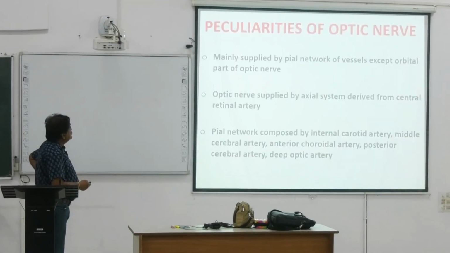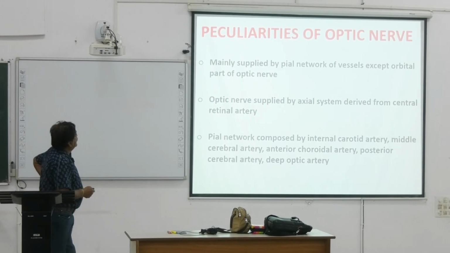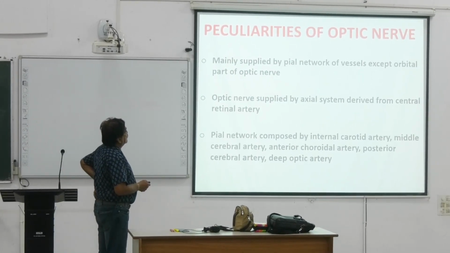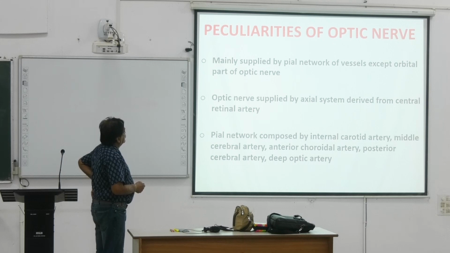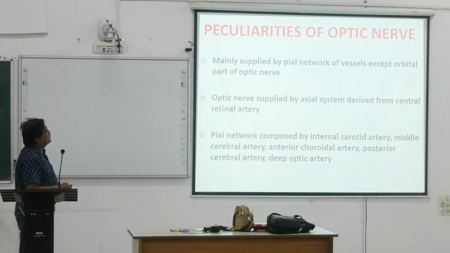Now, peculiarities of the optic nerve: it is mainly supplied by a pial network of vessels, except the orbital part of the optic nerve. The optic nerve is supplied by an axial system derived from the central retinal artery. The pial network is composed of the internal carotid artery, middle cerebral artery, anterior choroidal artery, posterior cerebral artery, and deep optic artery. These are the peculiarities of the optic nerve.